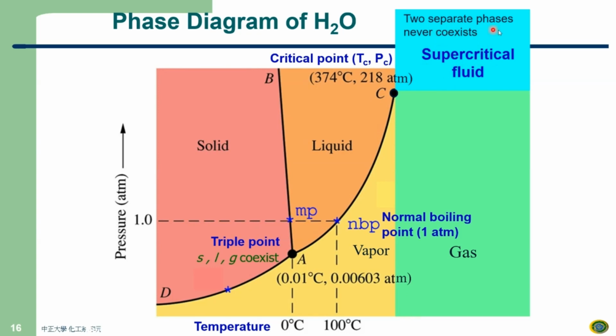So there are two separated phases never coexisting. So there's only one phase. There are three phases coexisting, right? There's only one phase. And how about this one? This line is two phases. This one, two phases. This one, two phases. This one's three phases.